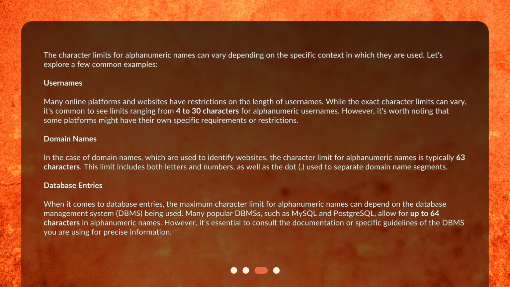Domain names. In the case of domain names, which are used to identify websites, the character limit for alphanumeric names is typically 63 characters. This limit includes both letters and numbers, as well as the dot, used to separate domain name segments. Database entries. When it comes to database entries, the maximum character limit for alphanumeric names can depend on the database management system, DBMS, being used. Many popular DBMSs, such as MySQL and PostgreSQL, allow for up to 64 characters in alphanumeric names. However, it's essential to consult the documentation or specific guidelines of the DBMS you are using for precise information.